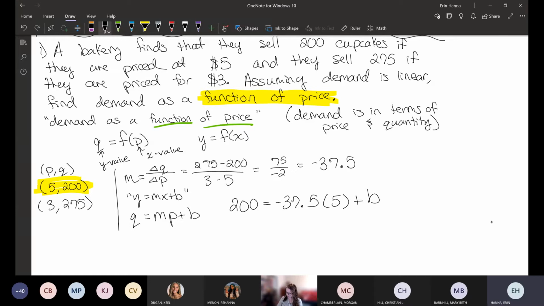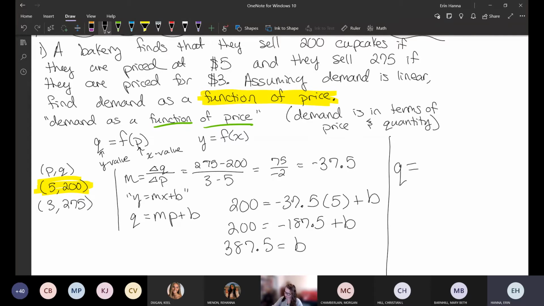-37.5 times 5 will give you -187.5. I'm going to add the 187.5 over to the other side. So 387.5. So Q equals -37.5 P plus 387.5 would be your final answer.